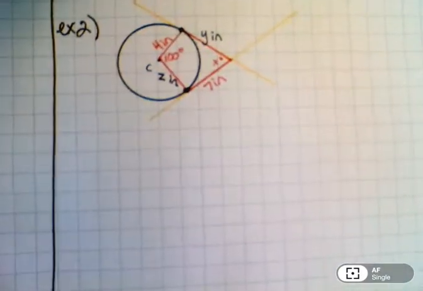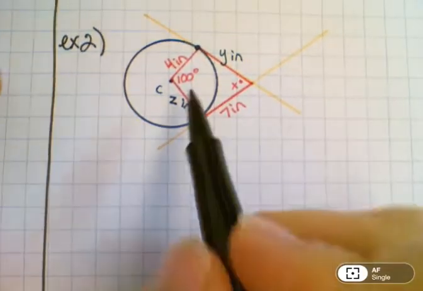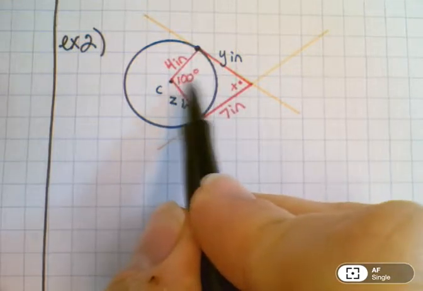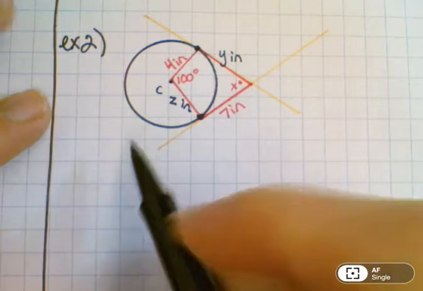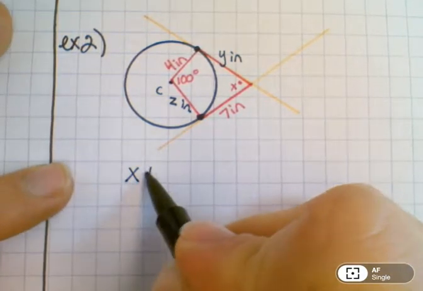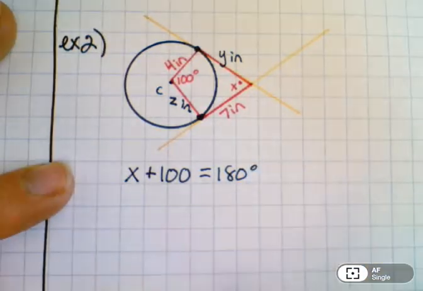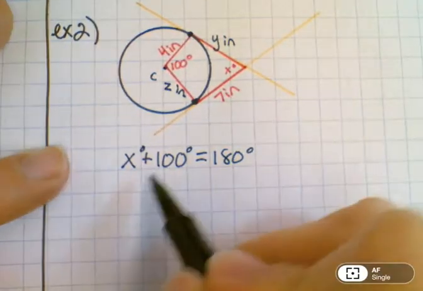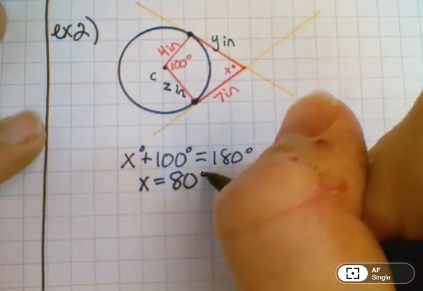So most of this is actually all of this is pretty simple. A reminder that the circumscribed angle is supplementary to its corresponding central angle, which means this plus this has to equal 180. So I can write that equation, x plus 100 has to equal 180 because they're supplementary. So you could subtract 100 from both sides, but it isn't really necessary. X is equal to 80 degrees.